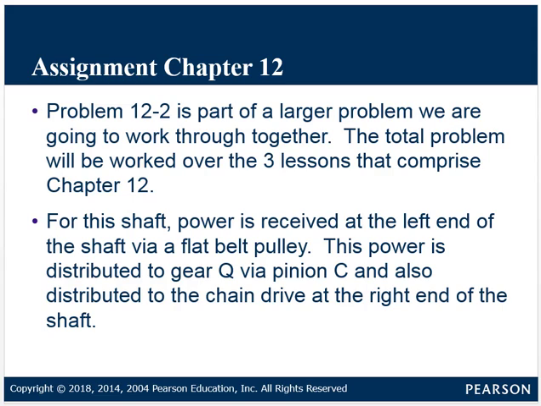So we have power coming in at the left end of the shaft. We have the gear at C transmitting power to Q, which is the first section of this problem. And then we also have a chain drive at the right end that's going to be taking power away from the shaft. So in a nutshell, that's what the problem is going to be.